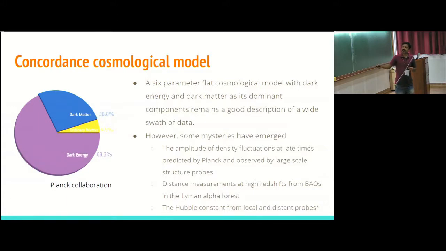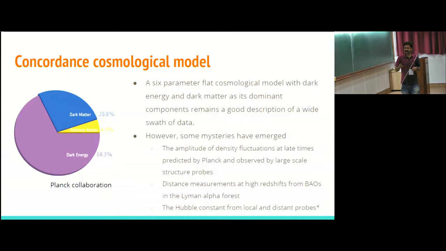So in terms of the mysteries, I would like to list 3 of them in particular. The first one is, for example, the amplitude of density fluctuation. I told you that we have these growth of structure probes, right? You can look at these growth of structure probes and ask what measurements of Planck tell you about what this growth of structure should look like. And you can measure these growth of structures at low redshifts.